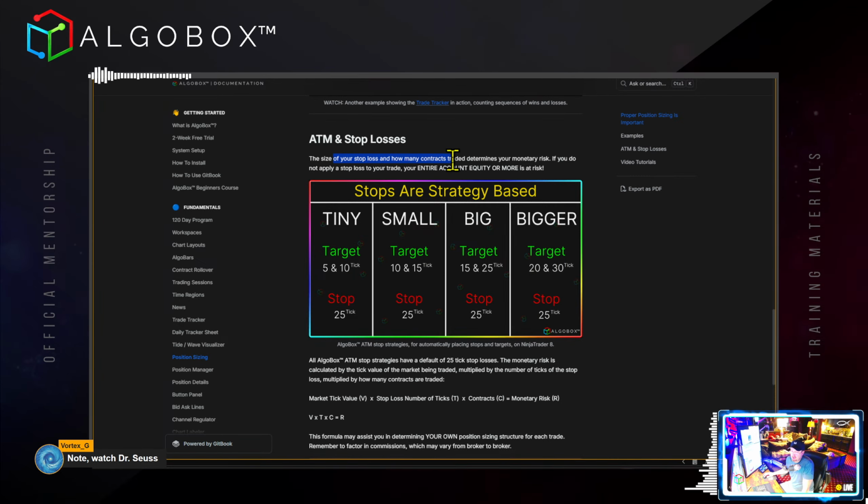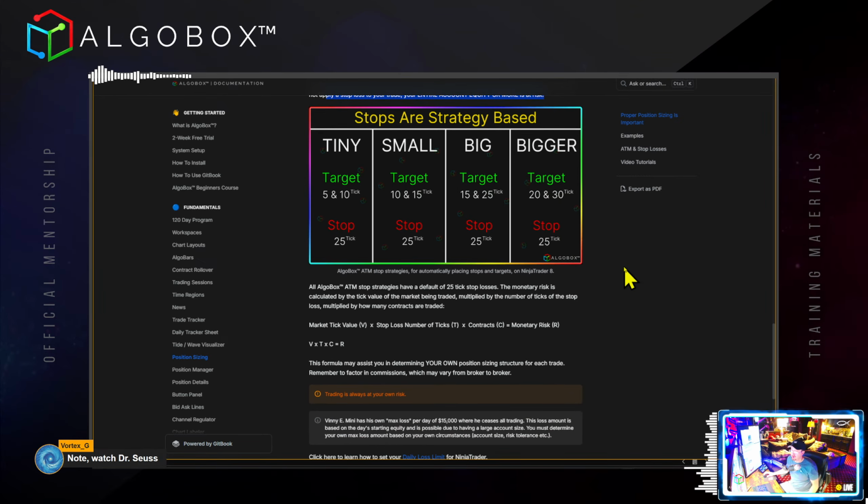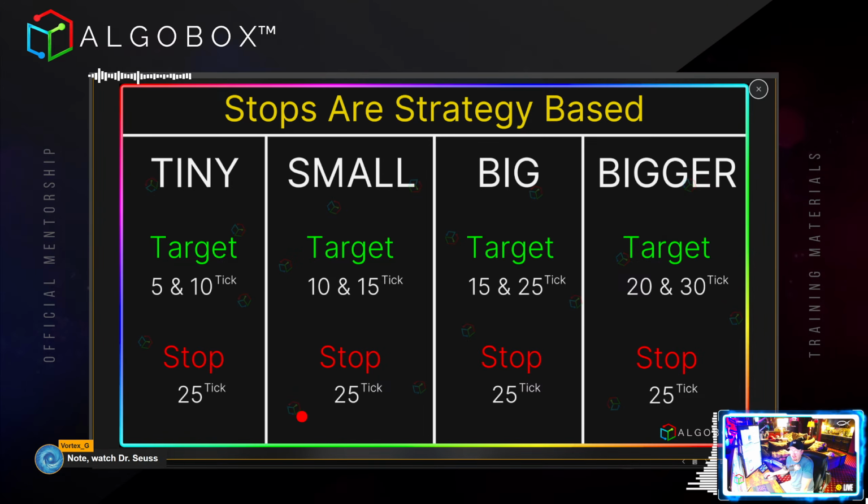The size of your stop loss and how many contracts traded determines your monetary risk. If you do not apply a stop loss to your trade, your entire account equity or more is at risk. Stops are strategy based. So tiny, small, big, and bigger. Absorb this. You'll hear me talk about this a lot in our live streams. We do have it. You'll notice almost all these are 25. Because I really just don't like to lose more than 25.